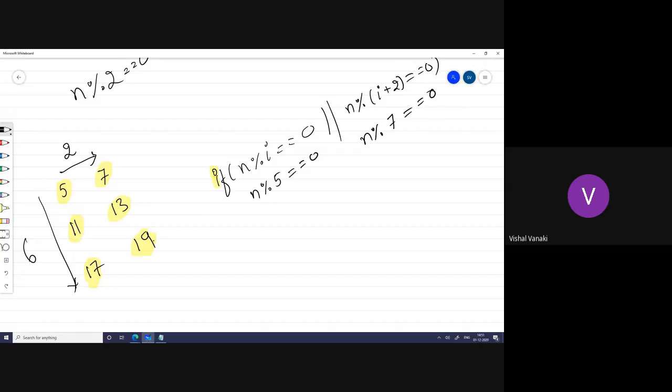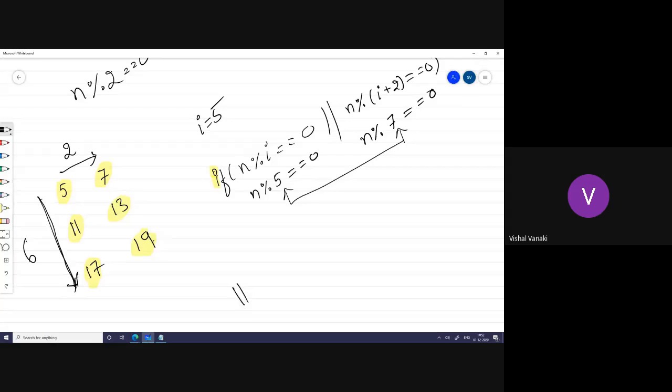So what is the next prime number after 7? Currently I is equal to 5. So when I is equal to 5, you are checking whether the number is divisible by 5 or 7. What is the next prime number after 7? You can see here. 11, right? So the next prime number is 11. So I have to check for 11 and 13.